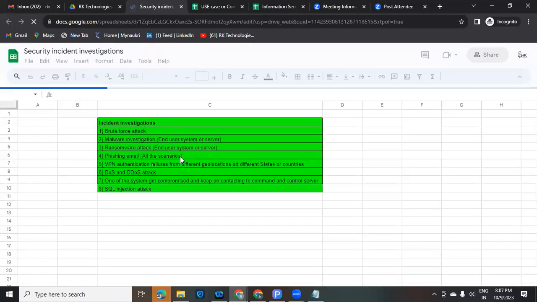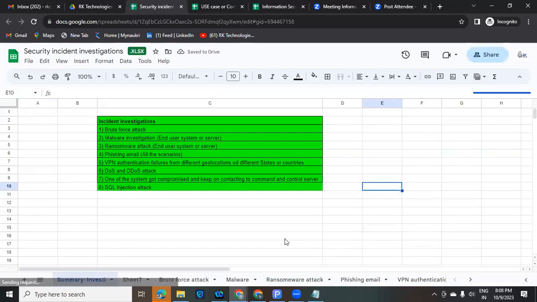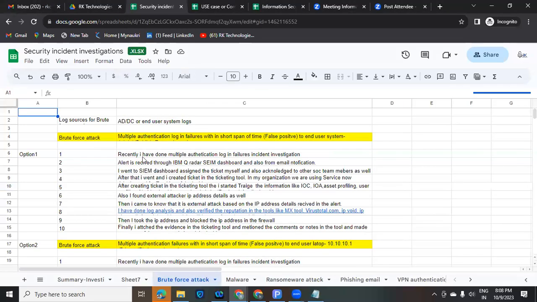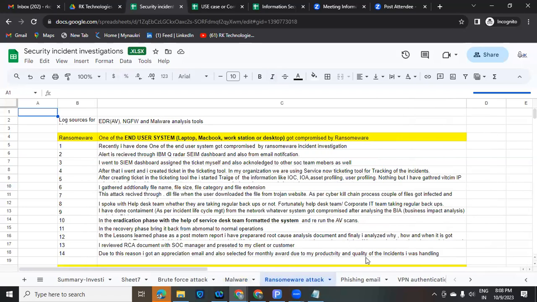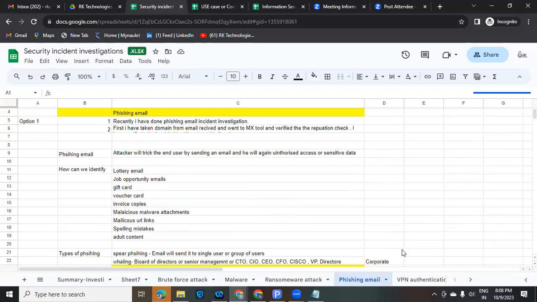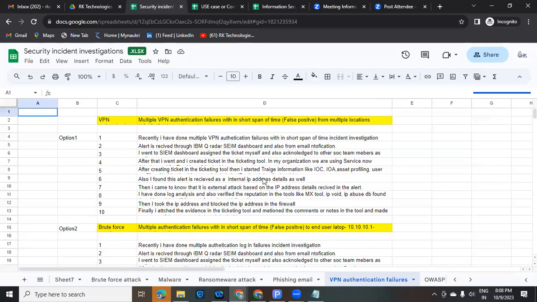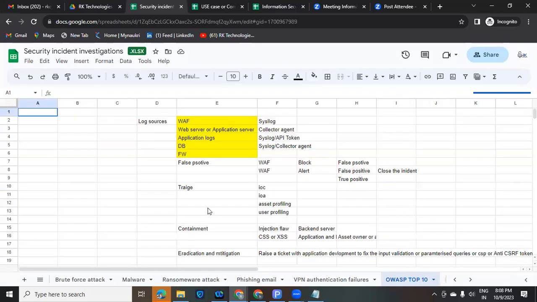The next one is security incident investigation, what we discussed in the class. All those things I already provided: how to investigate, what to do, and how to explain. The first tab is for brute force attack, the second tab is for the malware category of attack, and the third one is for ransomware attack. Phishing email I did not complete yet; we are going to discuss it in tomorrow morning's class. The next one is VPN authentication failures, and the next one is OWASP Top 10. So these are all the different types of security incident investigation.